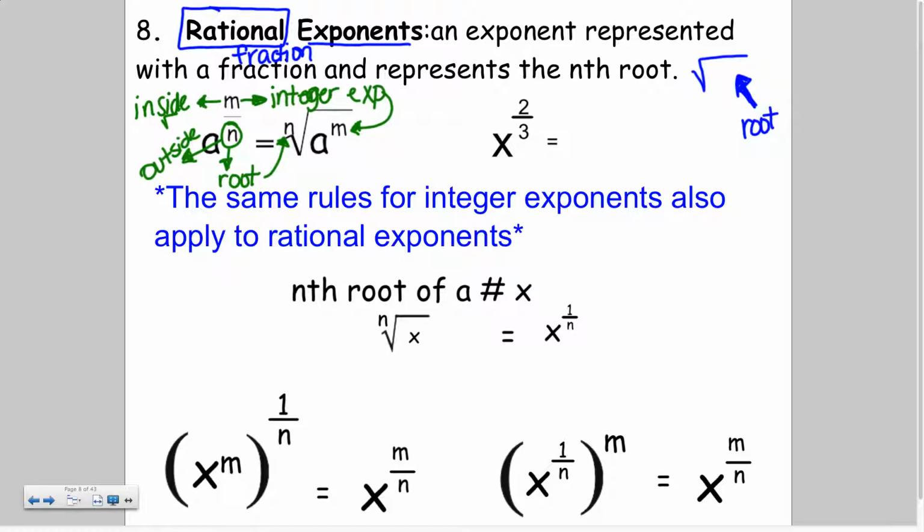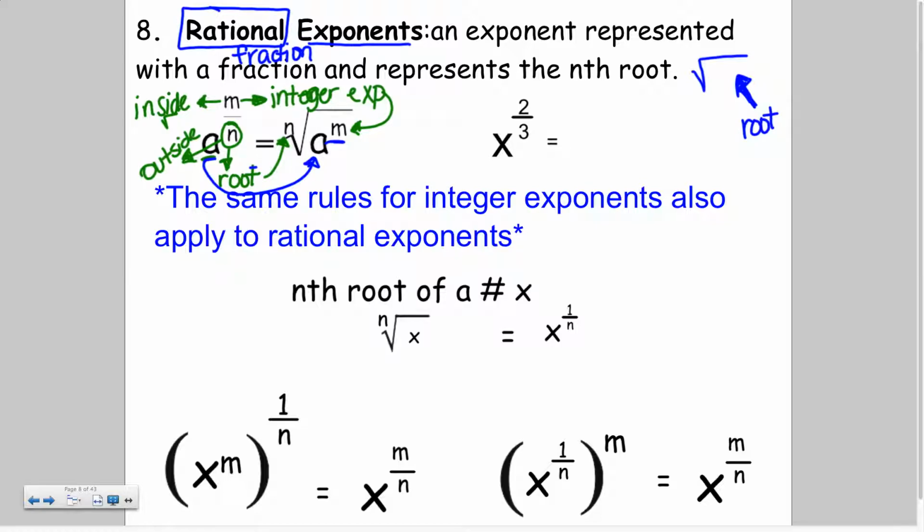All right, and you can tell we kept our base, and our base went, let me do this in a different color, our base went in up under our root sign, all right? And then we took our m and put it as our exponent for our base, and then our n became our root. It was telling us what root. It's the nth root.